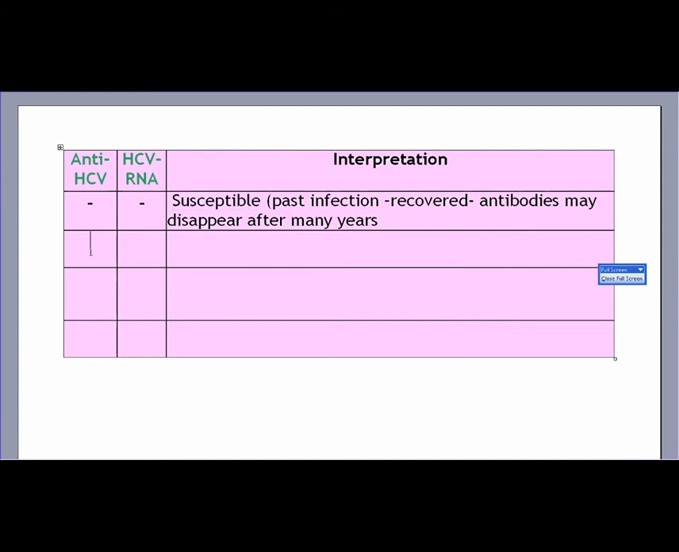Another profile, the RNA positive and the antibodies negative. So the virus is replicating, okay? So this patient is infected. However, we don't find the antibodies. Why not? Because it's very early. And antibodies need 6 to 8 weeks to appear. So this is a patient infected by the virus. This is a patient with an acute infection. Acute infection very early, so before 6 to 8 weeks, because antibodies appear after this time. This is the profile of an infected patient.